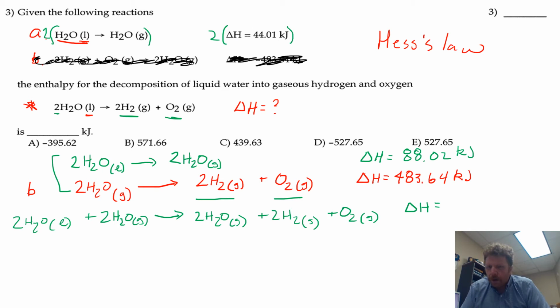88.02 plus 483.64, and I come up with 571.66. So my delta H is 571.66, and that is in kilojoules.